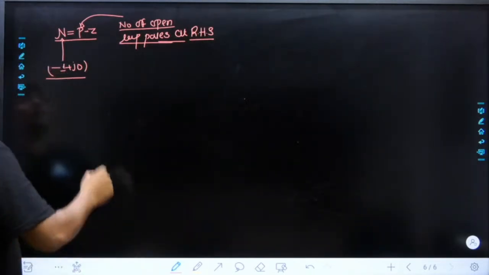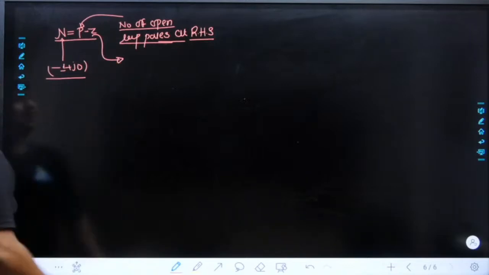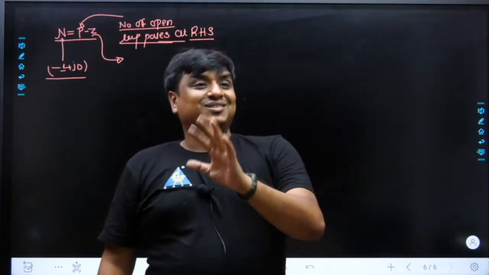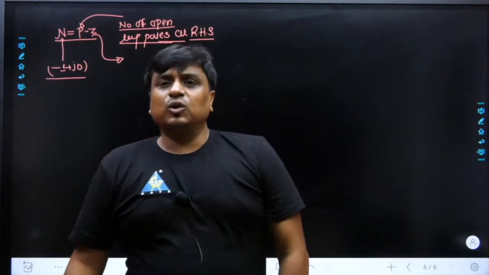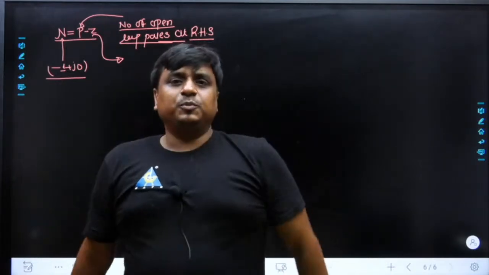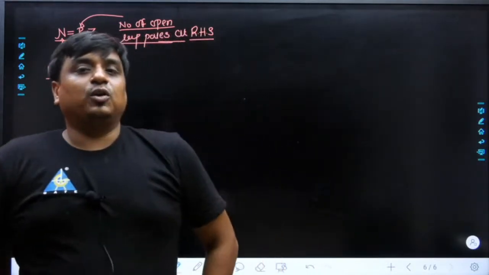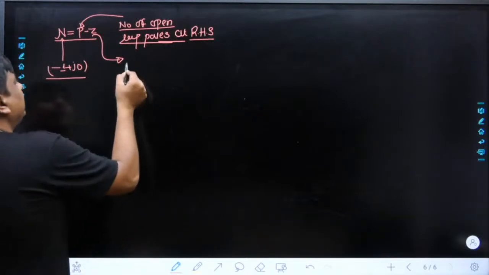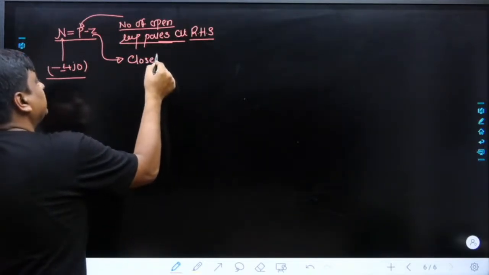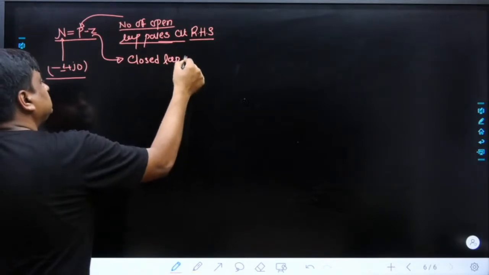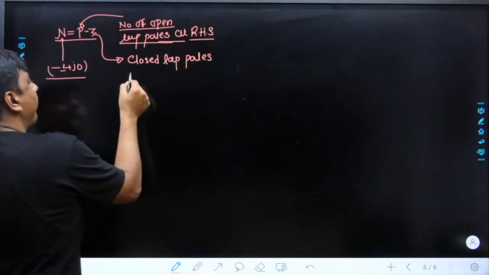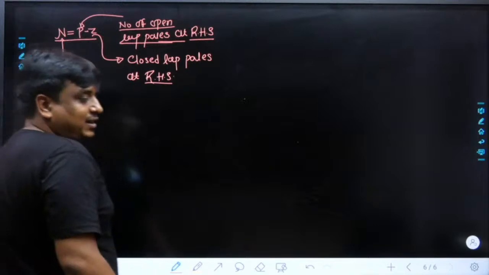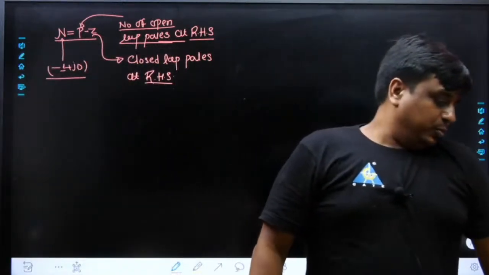Yes. And similarly, if we talk about the zeros, what are the zeros over there? The number of zeros of the characteristic polynomial towards the right hand side of the S plane. Once you conclude and have the one-to-one relationship, you will get to know that the zeros of the characteristic polynomial are the very same as the closed loop poles. So what I am saying is, Z is the number of closed loop poles at the right hand side of the S plane.